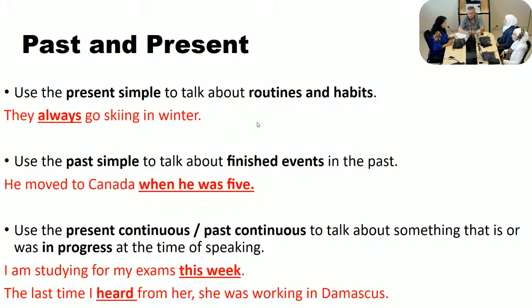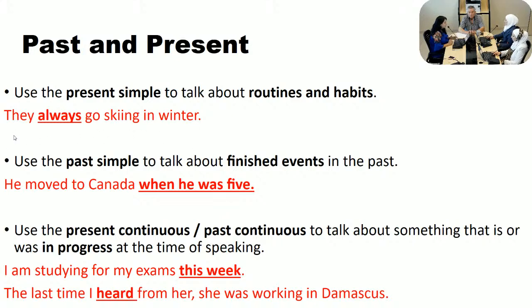Like, they always go skiing in winter. This is a habit or routine: they always go skiing in winter. When we have to use past simple, we have to pay attention that we are talking about finished events in the past. Like, he moved to Canada when he was 5. It's finished and it's in the past, so we use "he moved."